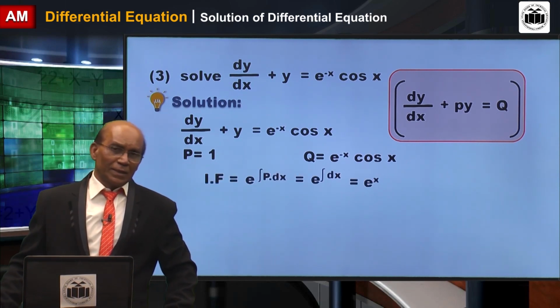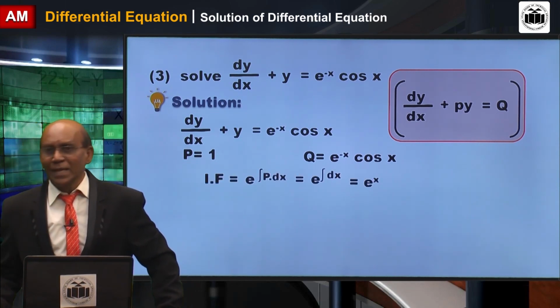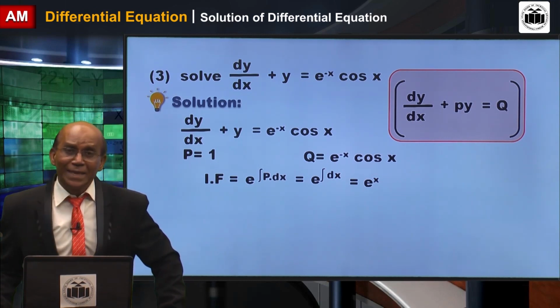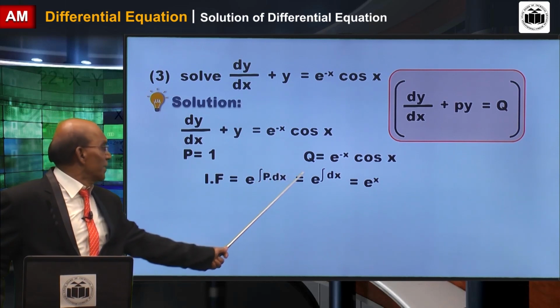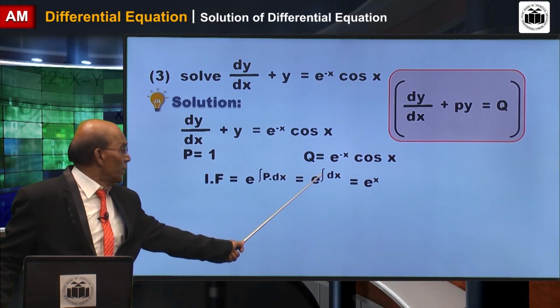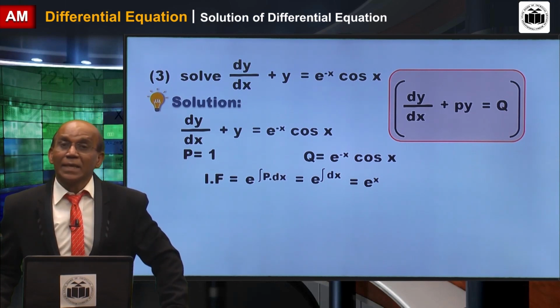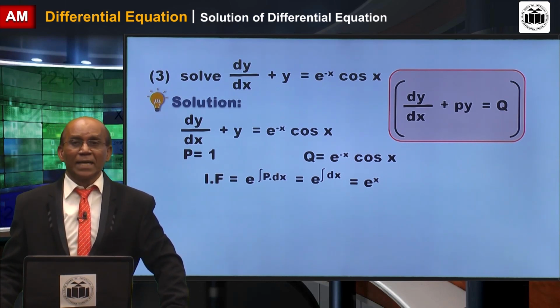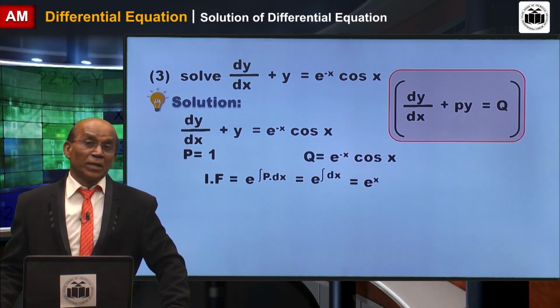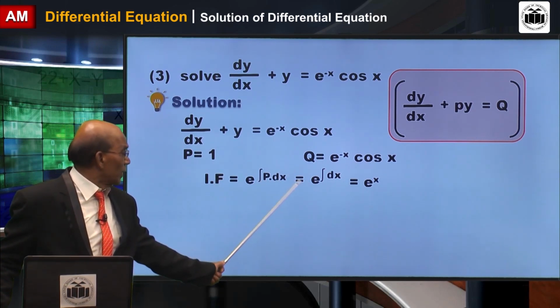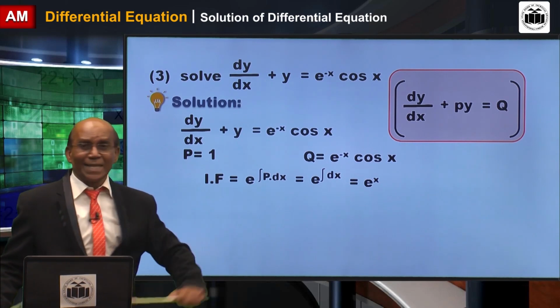Integrating factor, this is the standard formula again, e raised to integral of P dx. Simply we can put the value of P there. The value of P is 1. We can say 1 into dx as dx there. The integral of dx is x, and hence the integrating factor for that particular expression is e raised to x.